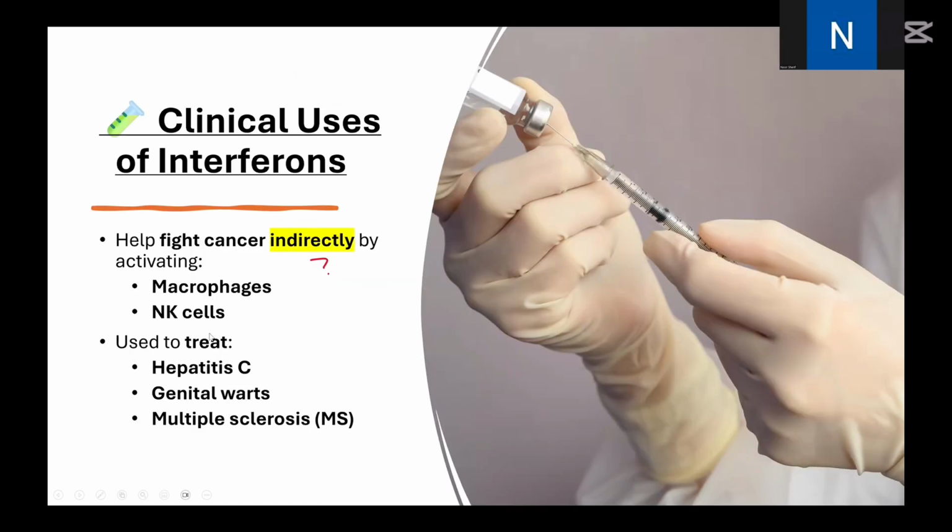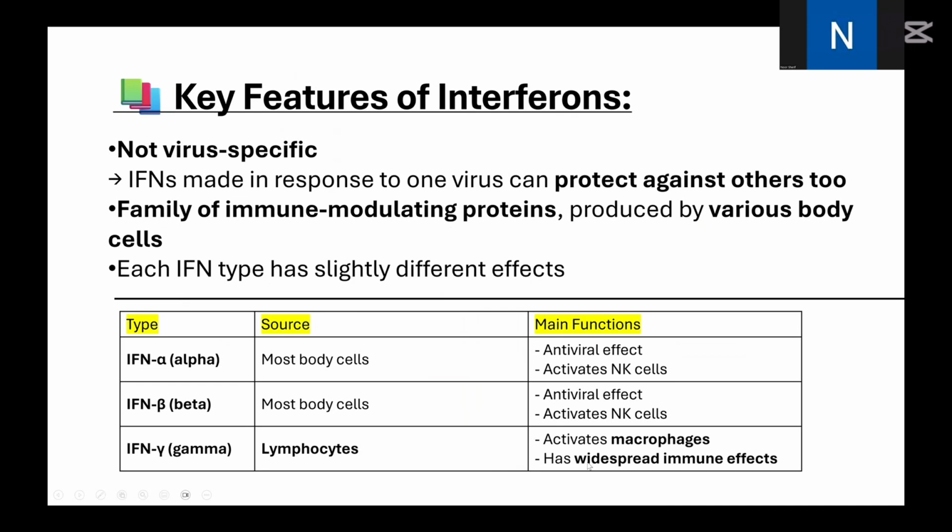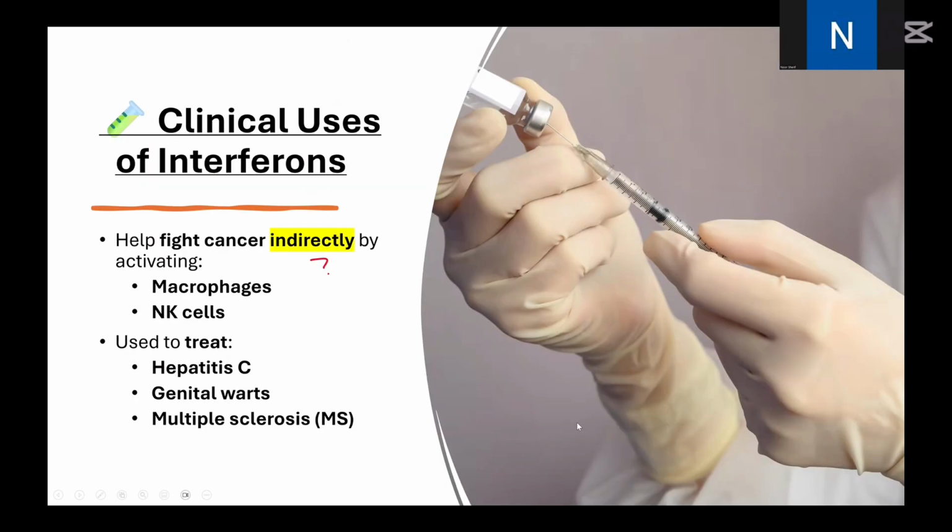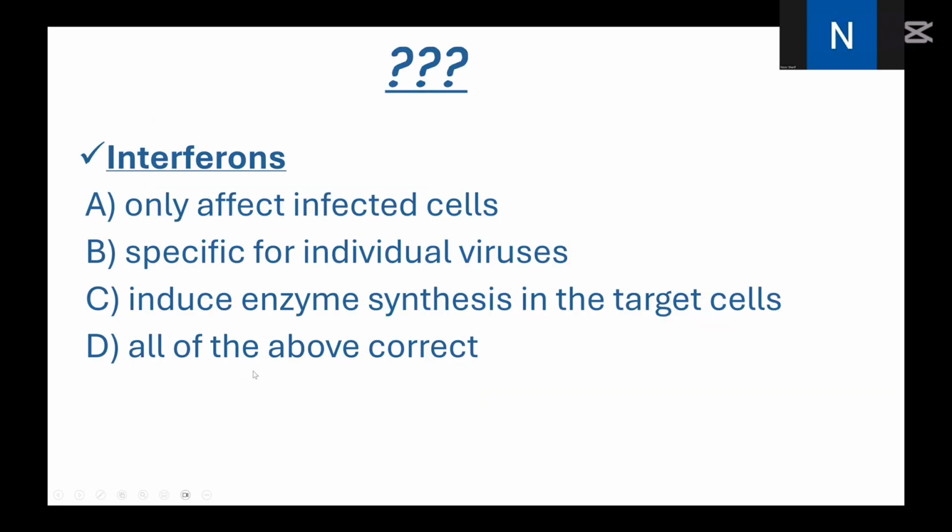So, interferon effect: here you can even see the clinical use of interferon, that fights cancer indirectly by activating both macrophages and natural killer cells. Now, for the natural killer cells, it's interferon alpha and beta. For the macrophages, it is gamma. And it is also used to treat hepatitis C, genital warts, and multiple sclerosis.